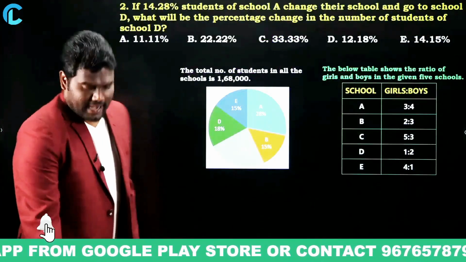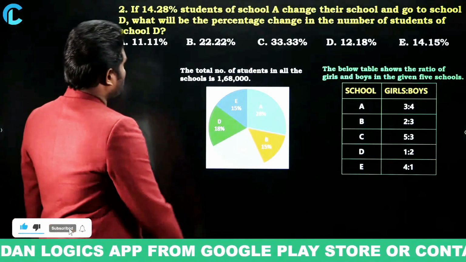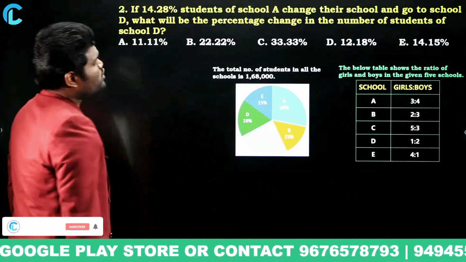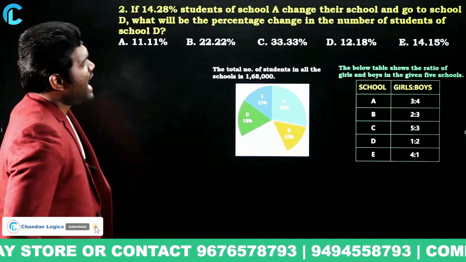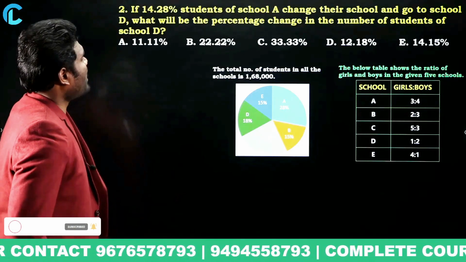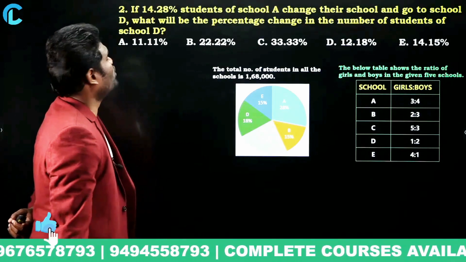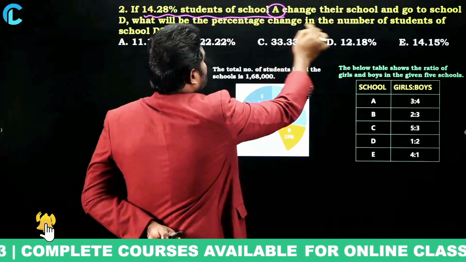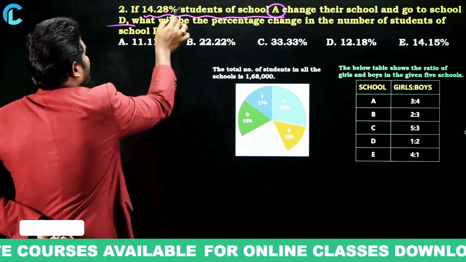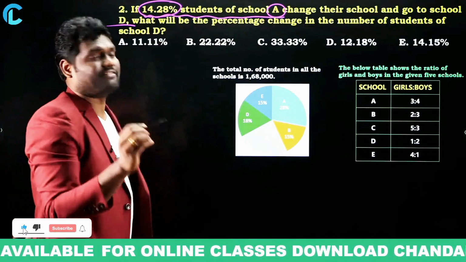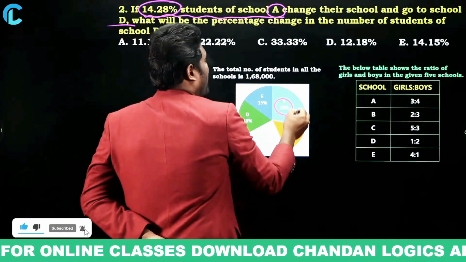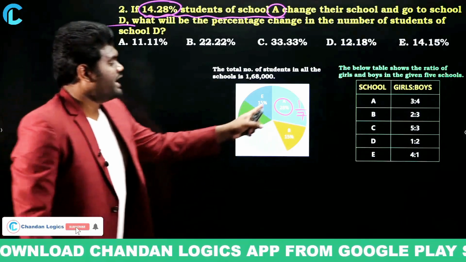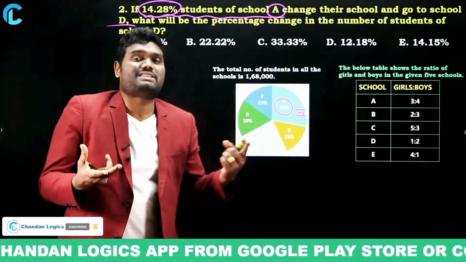Next question. If 14.28% of students of school A change their school and go to school D, what will be the percentage change in the number of students in school D? Now what happened? 14.28% of students from school A go to school D. 14.28% in terms of fraction is 1/7. Yes or no? Now 1/7 of school A, which is 28%, means how much? 4%. Yes or no?